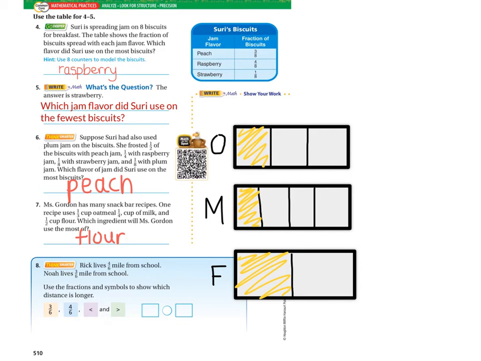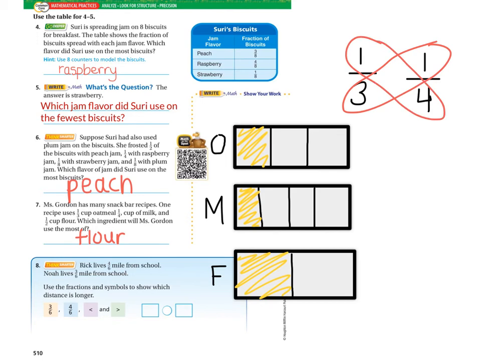Remember, this is not the only strategy you can use when we're comparing fractions. We could use the butterfly method or cross multiplication. So I take the first two fractions, 1/3 and 1/4, I make my butterfly wings. And 3 times 1 is 3. 4 times 1 is 4. 4 is bigger than 3, so I know 1/3 is bigger than 1/4. And we can see that here in our model. 1/3 is bigger than 1/4.